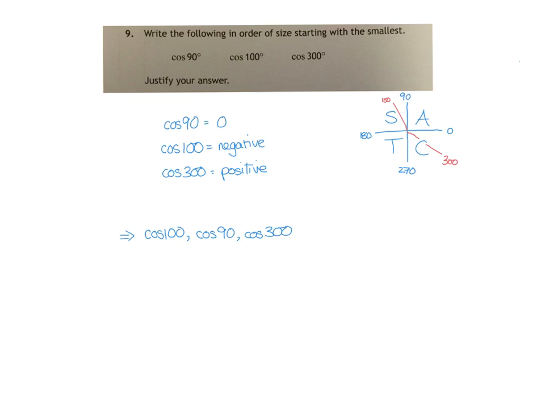Okay, and it says we have to justify our answer. So you can say because cos 100 is negative, cos 90 is 0, and cos 300 is positive. So here your marks are for having them in the right order, and then your second mark is for your sentence saying why that is the right order.